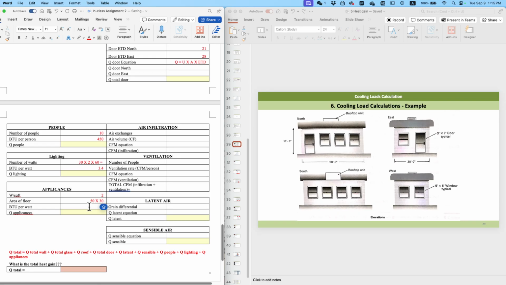And BTU per watt, we already provide, is 3.4. So what is the total Q for appliance? Total watts is 2 by floor area, so you can know the total watts, and BTU per watt is 3.4. So total appliance is 2 by 50 by 30 by 3.4. You can fill out the total heat gain from appliance. So now you can stop the video and fill out three of them.